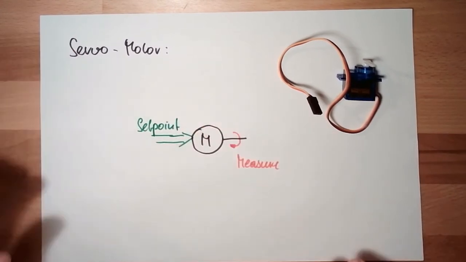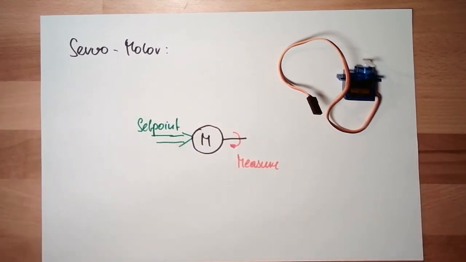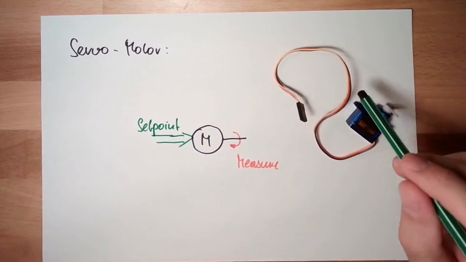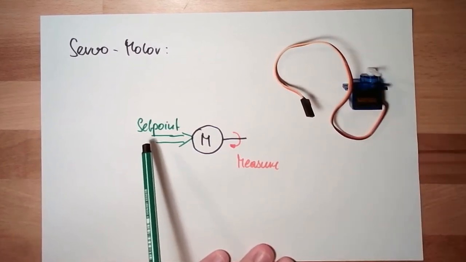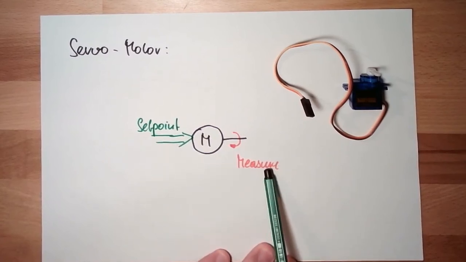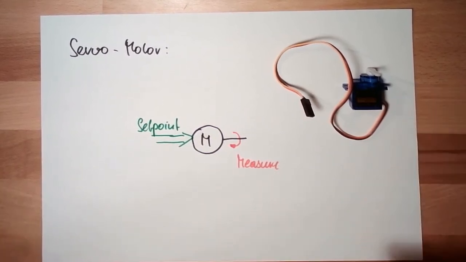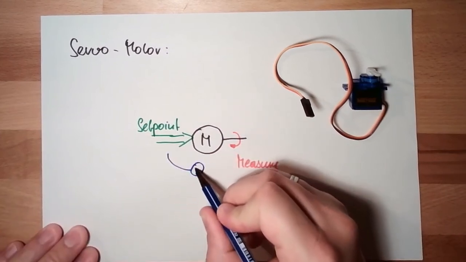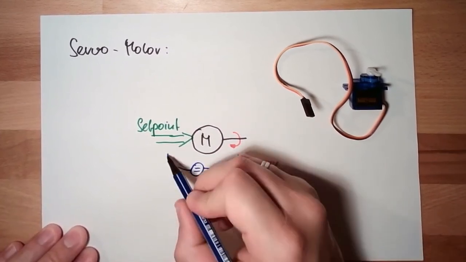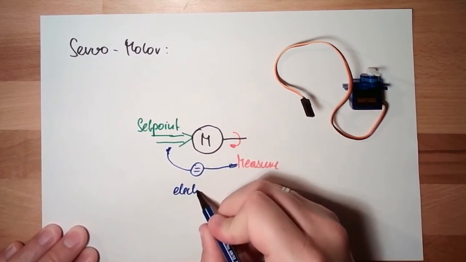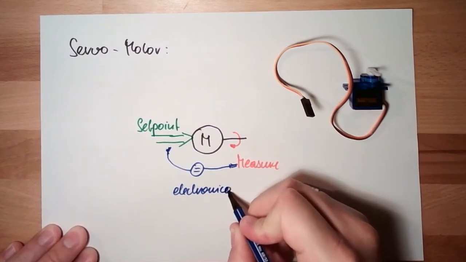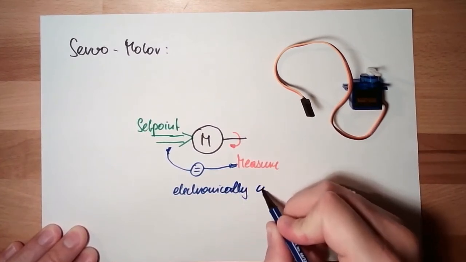And the electronics which is inside there is constantly comparing the set point with the measurement and is trying to reach it. So these two need to be the same. This is electronically controlled.